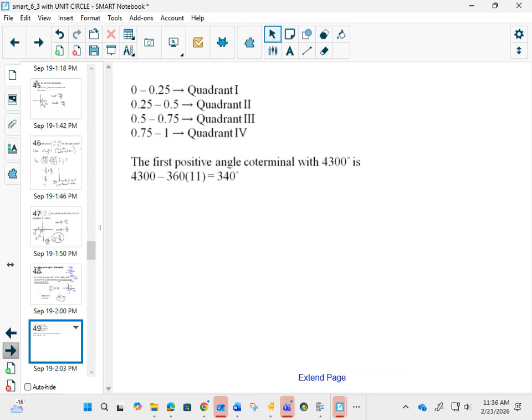So we ended up subtracting 360 11 times. Although mental math, I would have done 10 times first and then done the 11th one after. Because 11 times 360, no, see, mental math not so easy with 11 times 360. It's not actually too bad.